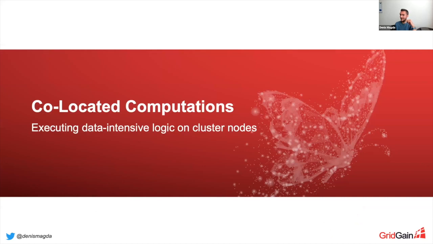All right, let me check the questions first, and then I will show you, as always, a demo of how this affinity collocation works and how we can set it up in practice. So the question is, what about affinity key skewing? Data distribution is not balanced equally between nodes. Yeah, data skew is an interesting topic.